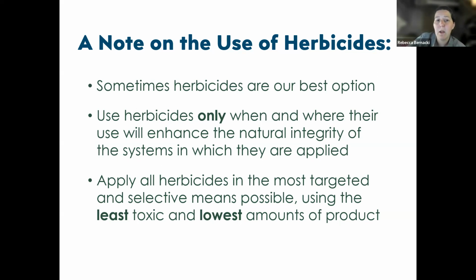We only want to use herbicides when and where they will enhance the natural integrity of the systems in which they are applied. And this is a Nature Conservancy policy. So what we mean by this is, if we think about a site that's invaded by invasive species, it's completely formed a monoculture and nothing else is growing there. If we remove that invasive species, we're going to allow the native species to recolonize and enhance the natural integrity and the biological function of that site. As always, we want to apply all herbicides by the most targeted and selective means possible. We want to use the least toxic and lowest amount of product allowed by the label.